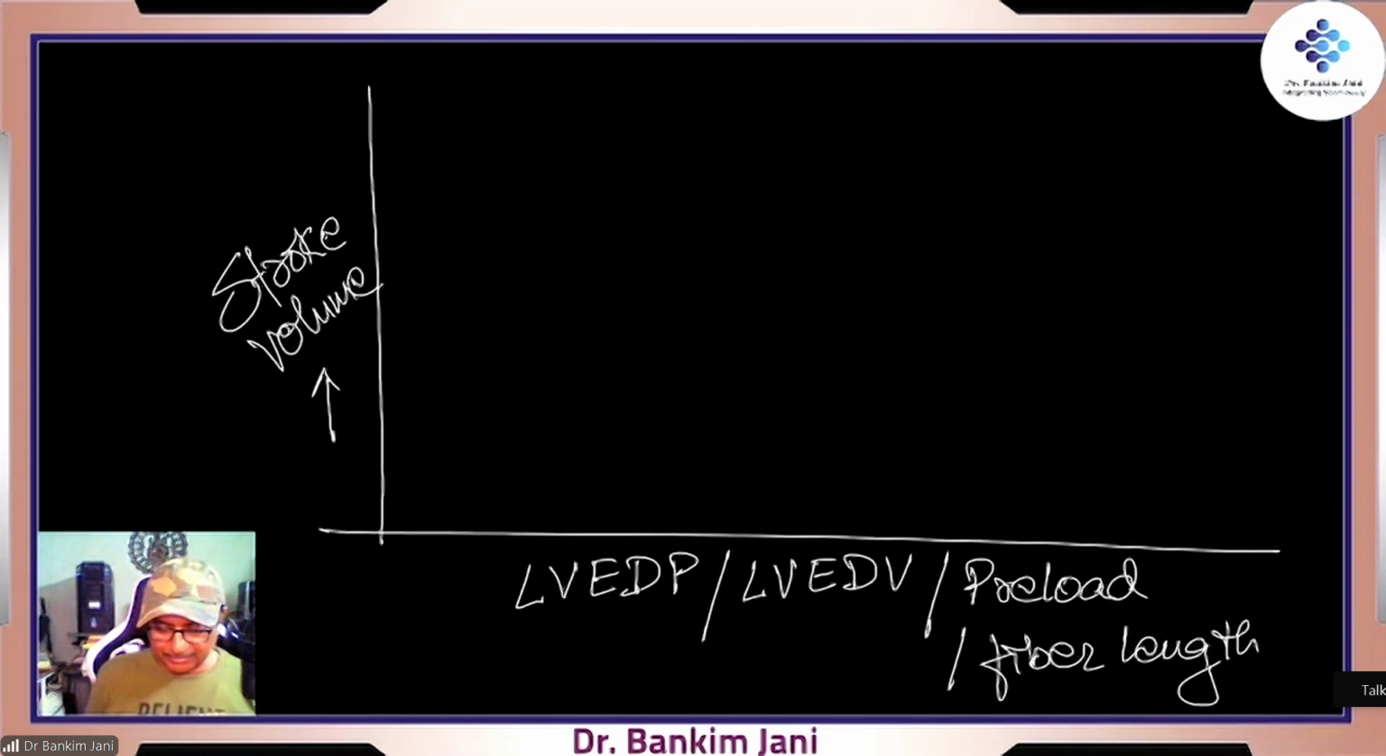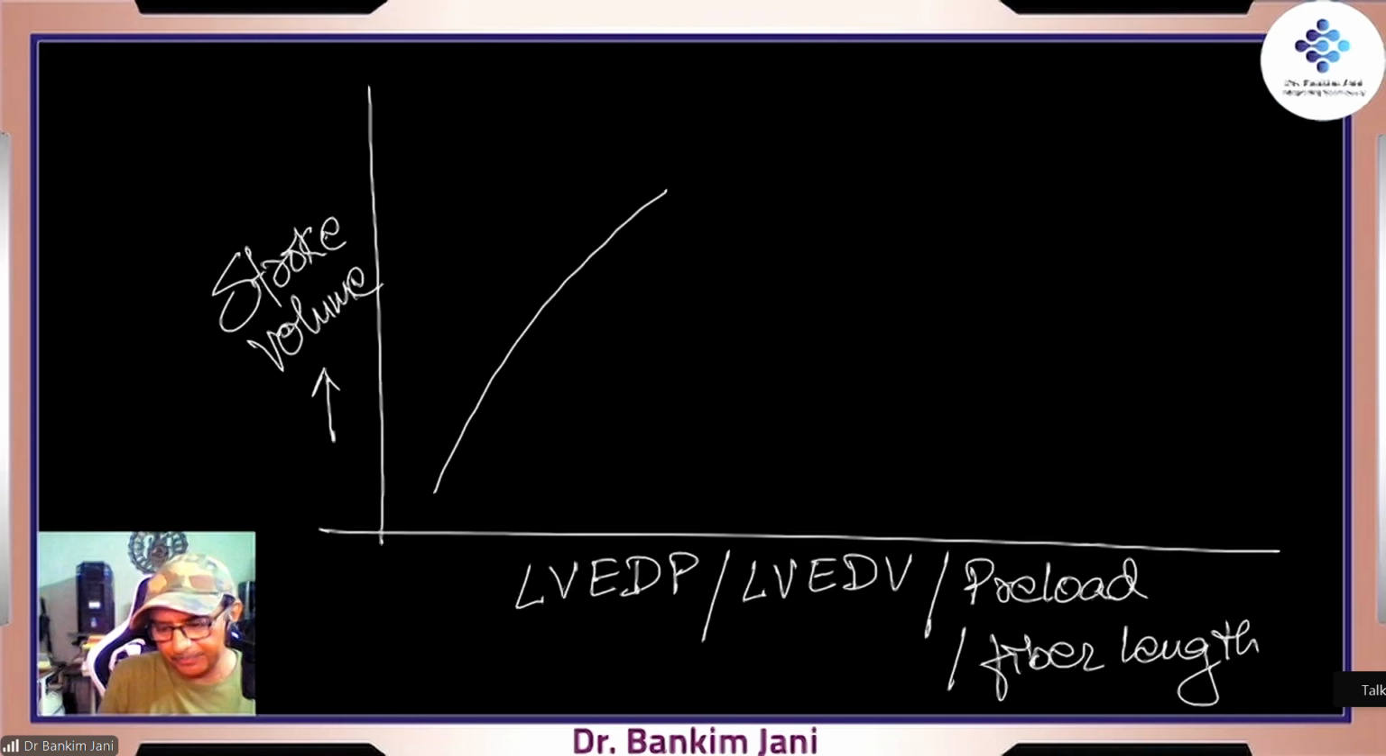So coming back to this: left ventricular end diastolic pressure, or left ventricular end diastolic volume, or preload, or fiber length, all are the same, right? Now I'm about to draw the graph. As the left ventricular end diastolic pressure or volume increases, at the end of the diastole there is more blood, so the stroke volume would be higher. So we can draw a graph like this, but up to a certain point.